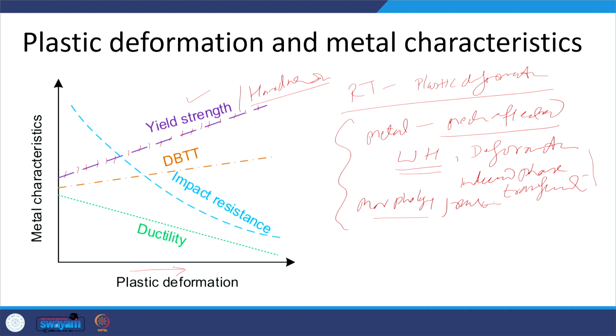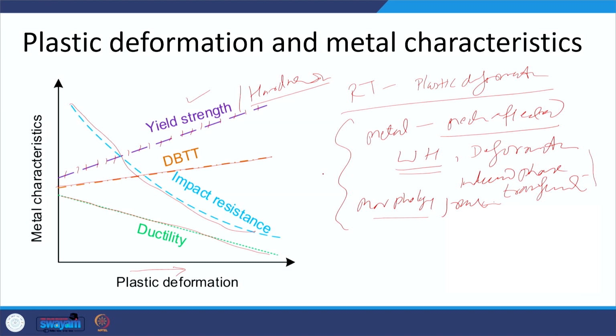But this happens at the cost of the ductility. So, the ductility comes down and the impact resistance also decreases. And there is an interesting change which occurs, that is the increase in the ductile to brittle transition temperature. This temperature indicates the temperature or a temperature range at which the sharp drop in the toughness takes place with the reduction in temperature.